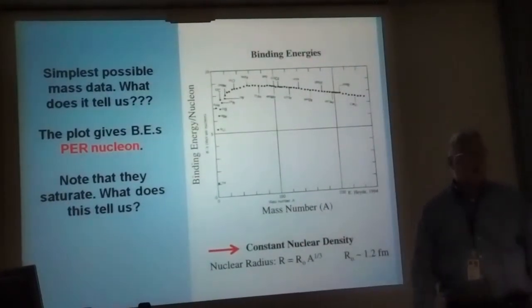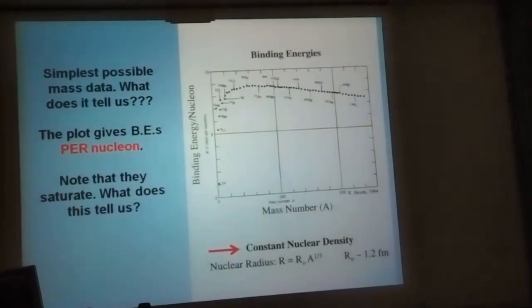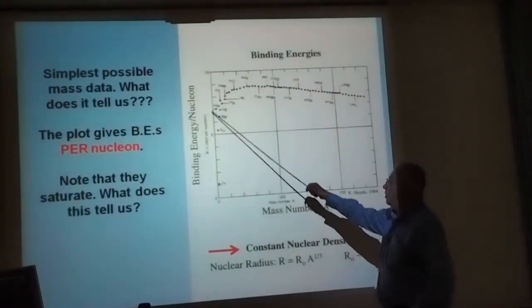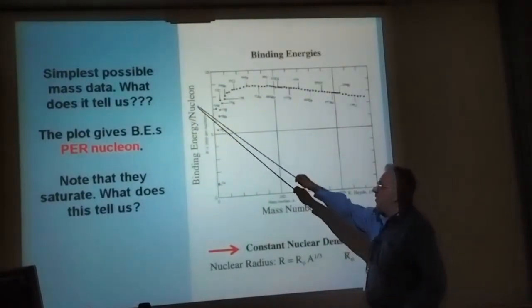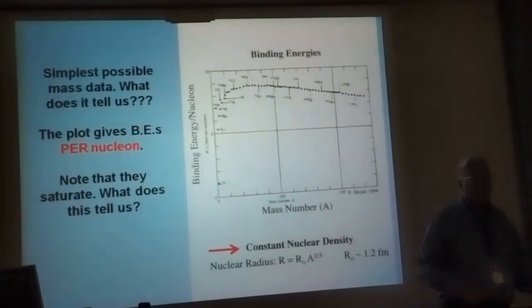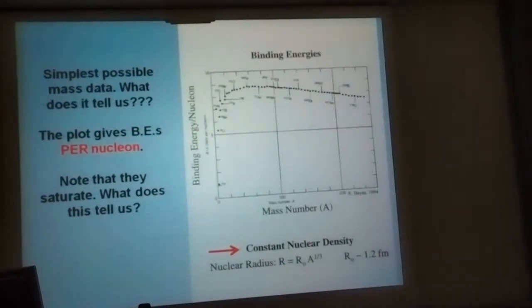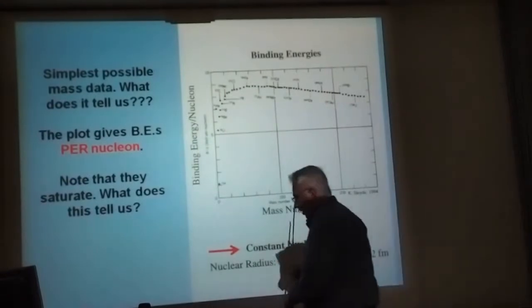Okay, I want to look at the very simplest plot you can possibly make and ask what it tells us. I know Magda showed this plot, but I don't think she did what I'm going to do with it. So this is the binding energy of nuclei. Here's the mass number, and it's the binding energy divided by the number of nucleons, so it's the binding energy per nucleon. And it has a very characteristic behavior.